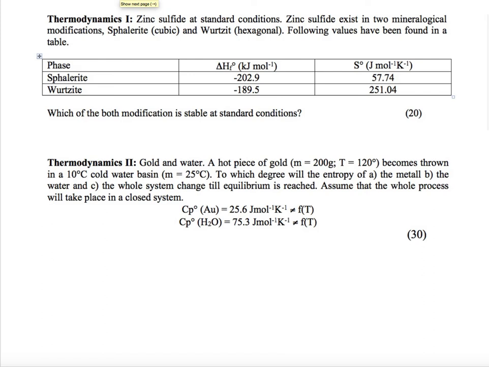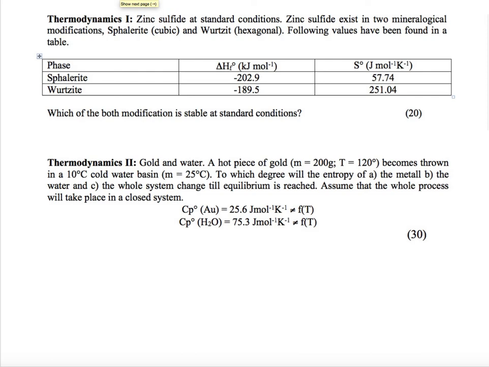Then we have a little bit more difficult question, thermodynamics 2, gold and water. The situation is we put a hot piece of gold with the mass of 200 grams and the temperature of 120 degrees Celsius. We have thrown this hot piece of gold in a 10-degree cold water bath with a mass of 25 grams. So that should not be 25 degrees Celsius, that should be 25 grams.